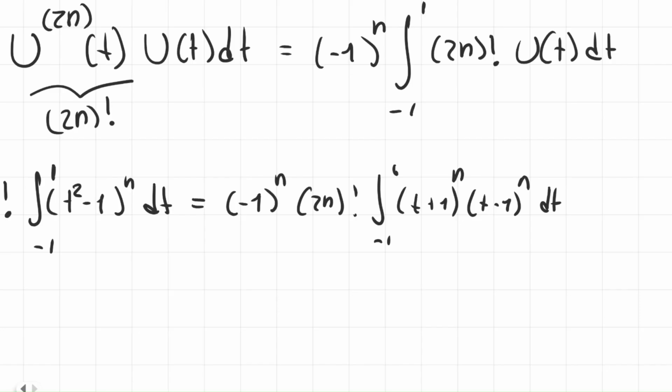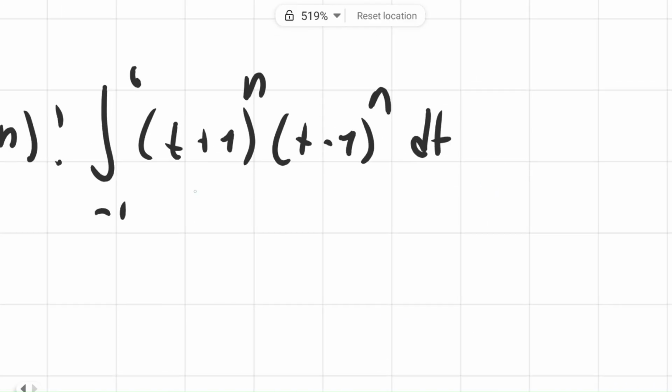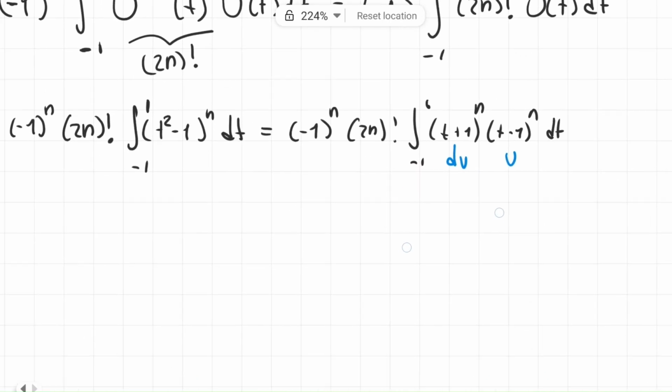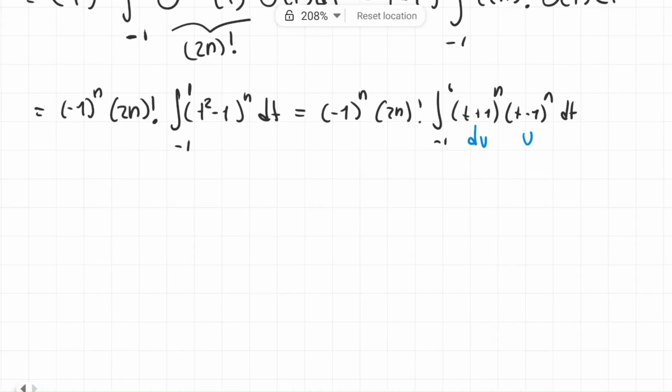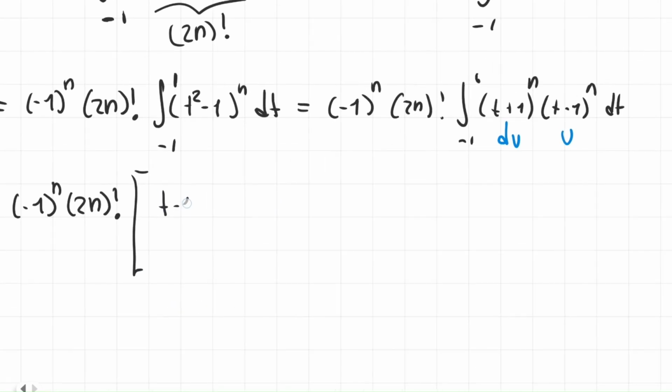Perfect. So again, we are going to use integration by parts. So that is dv, this will be u. So what are we going to get? This will be minus 1 to the n, 2n factorial, and this will multiply u, which is t minus 1 to the n, and then, well, it will be v, right? But that will be the integral of this piece.